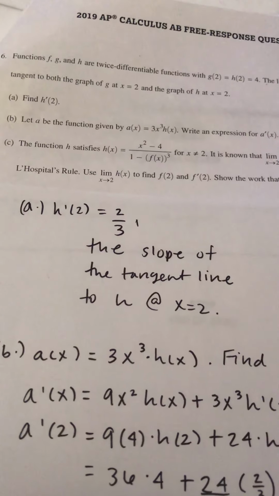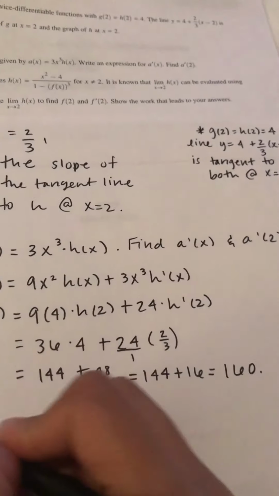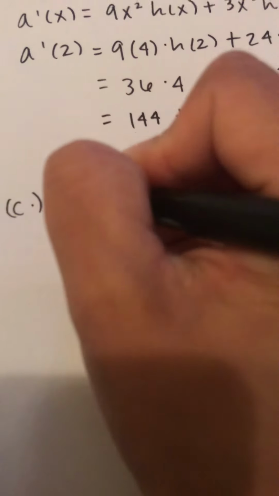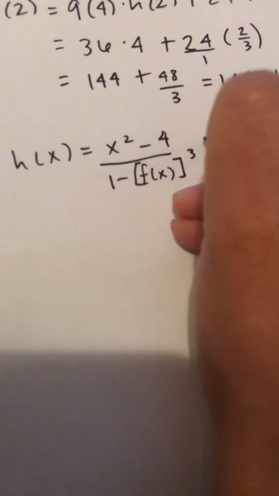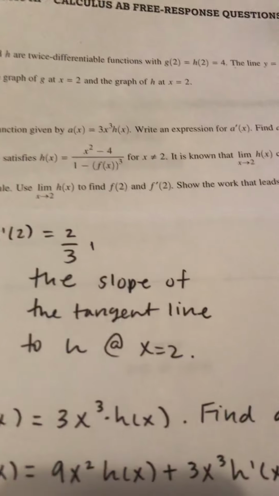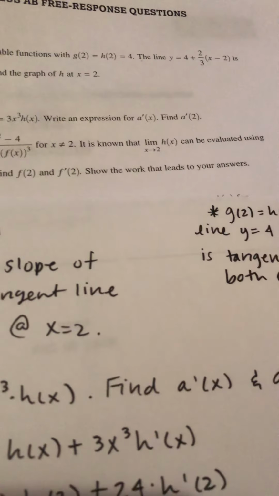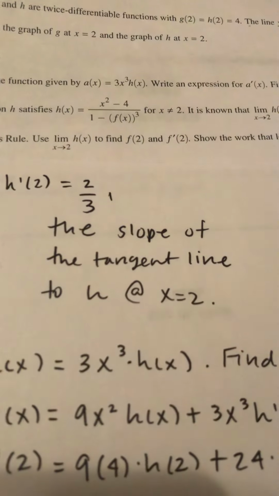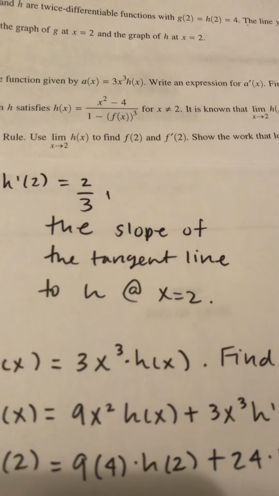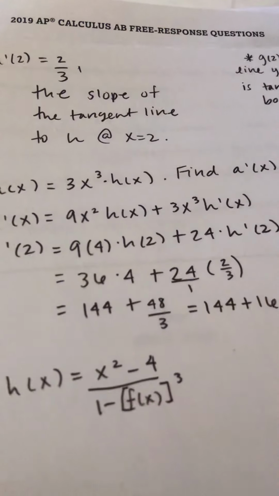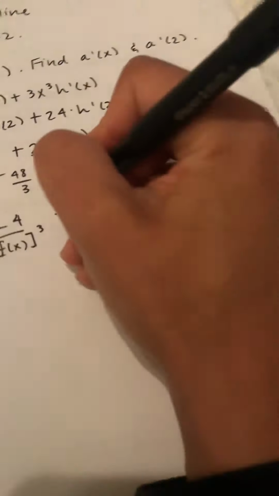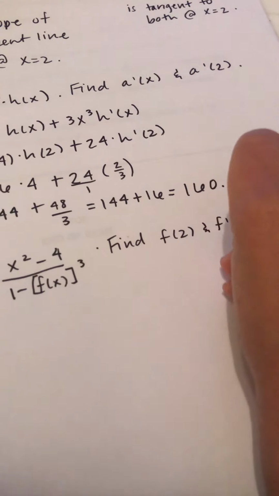So part C, the function h satisfies that mess, right? So I'm gonna write it down. So I'm gonna have h of x is equal to x squared minus 4 over 1 minus f of x cubed, for x not equal to 2. It is known that the limit of that function can be evaluated using L'Hopital's rule. Use the limit of h of x as x approaches 2 to find f of 2 and f prime of 2. All right, so for part C, we have to find f of 2 and f prime of 2.